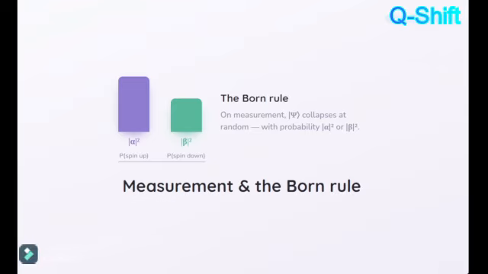The chance is not arbitrary. The probability of collapsing to up is proportional to the magnitude of alpha squared, and to down, the magnitude of beta squared. This is the Born rule, the deep meaning of those coefficients, and the heart of the Copenhagen interpretation.